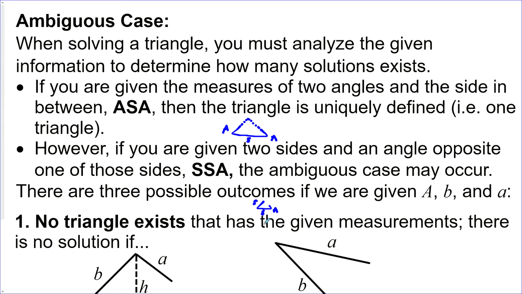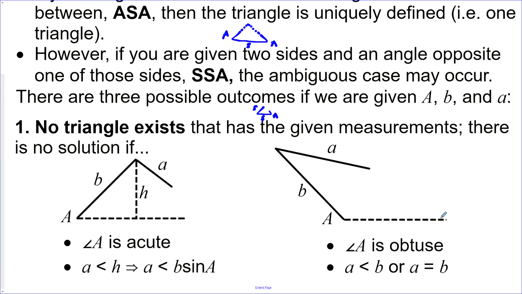So there's going to be three different things that could happen if we're given A, and this is an angle because I capitalized it, and then side B and side A. So the first option is that no triangle exists if angle A is acute and A is too small here. It's less than H. And so if it's less than H, then it sort of just dangles here in the air and it can't make a triangle. Okay? And we don't usually have H given.